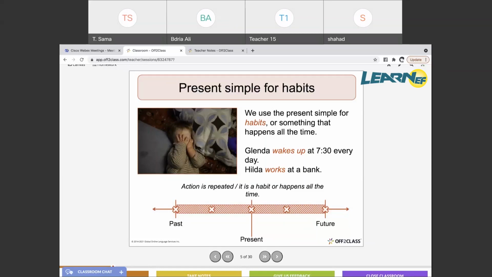Hilda works at a bank. Yesterday she was working at a bank. Today she's working at a bank, and tomorrow she will continue working at a bank too. So we use the present simple when we talk about general truths, حقائق عامة, and habits, عادات, or routines. Okay, let's move on.